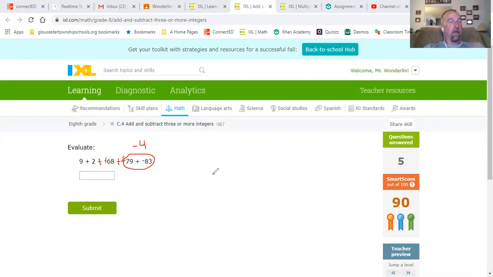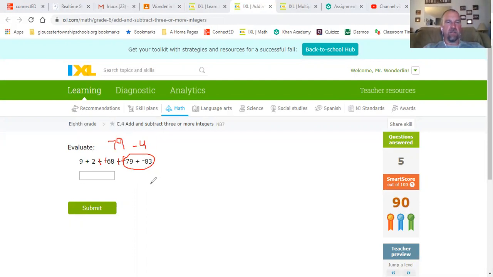And now I'll put together the numbers that I have over here that are all positives. 9 and 2 and 68. Well, I'm going to put together 2 and 68 first, so that makes 70. And 70 plus 9 is 79. Remember, you can add or subtract numbers in any order you want. That's the commutative and associative property of addition.